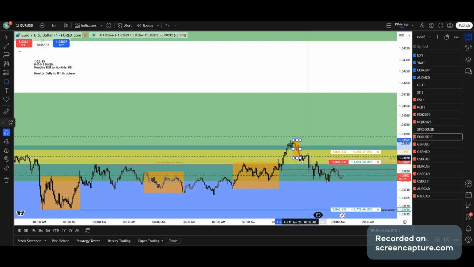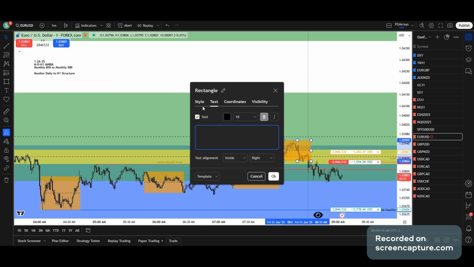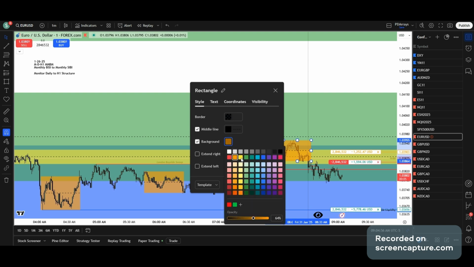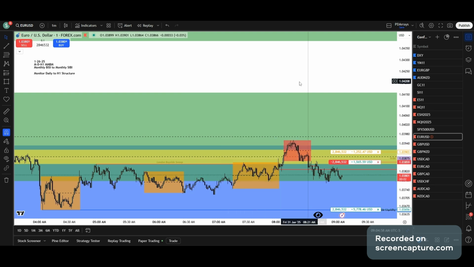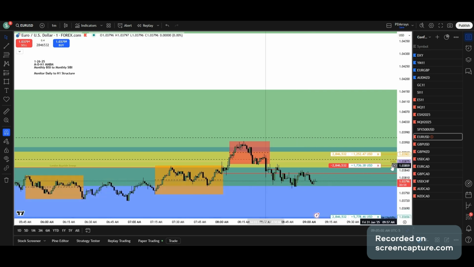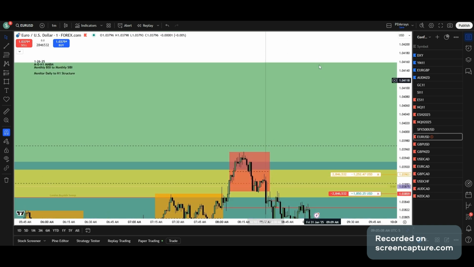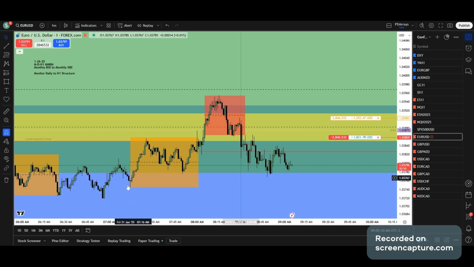So these market maker buy models are not always perfect. They don't always look picture perfect, I'll put it that way. I'll make this one red. I know, chart's messy. So let's zoom into this here. Okay, so right here in this smart money reversal.